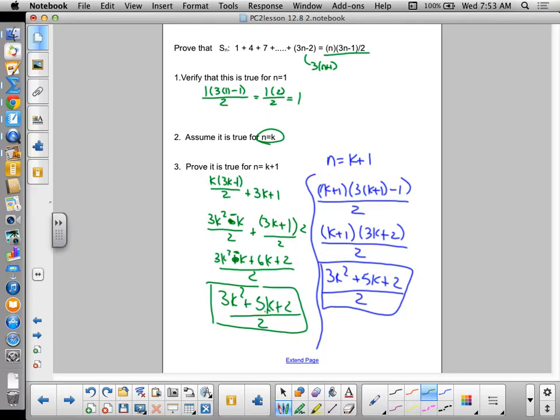And we get them the same on both sides. And that's how we do the induction proof. Basically, we solve it twice. One is if it's just the formula plus the next term. One is if we substitute k plus 1 into the formula.